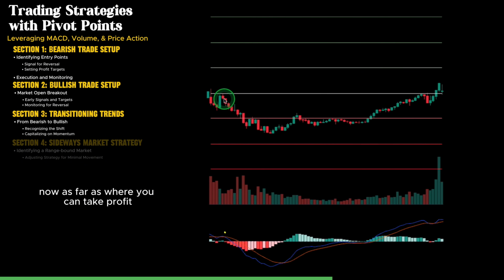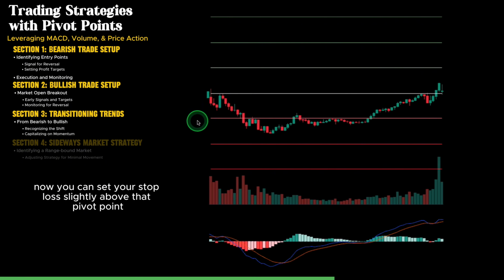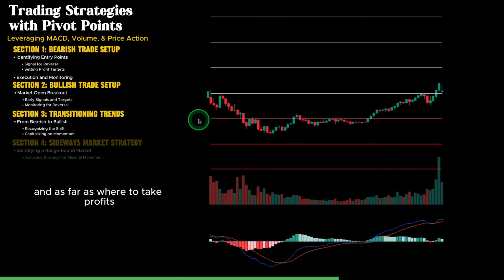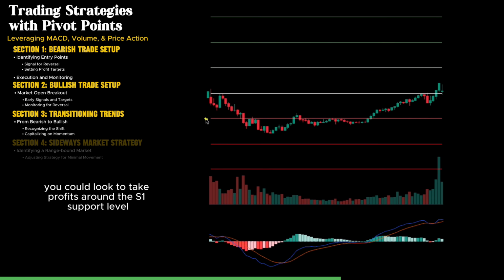Now, as far as risk management, you can set your stop loss slightly above that pivot point. And as far as where to take profits, you could look to take profits around the S1 support level.